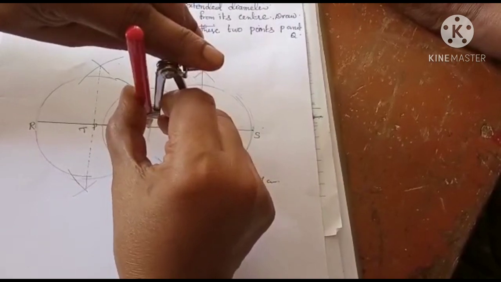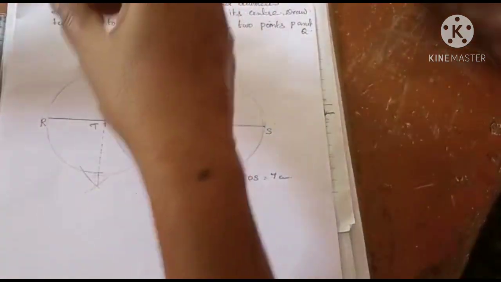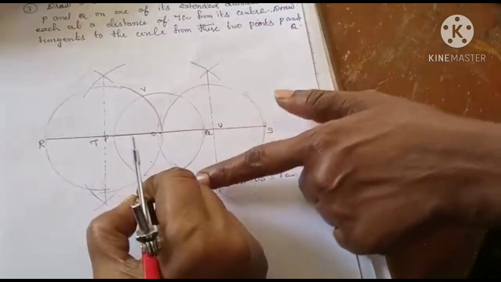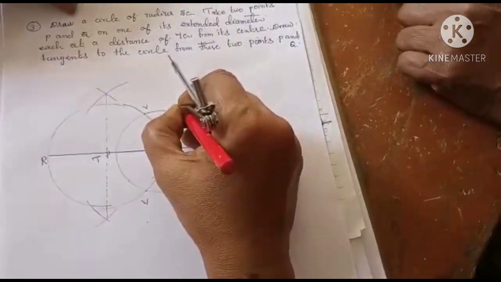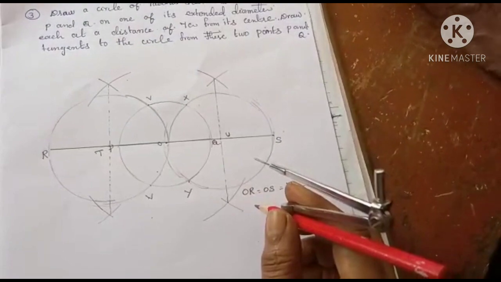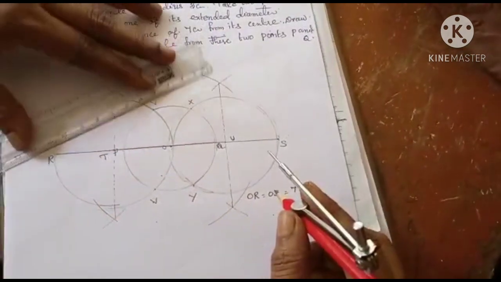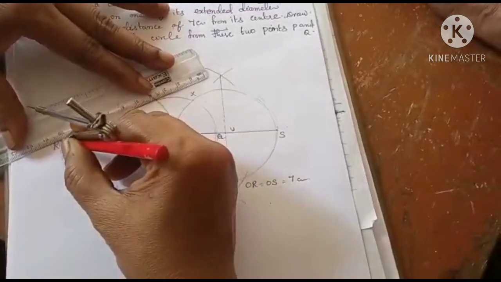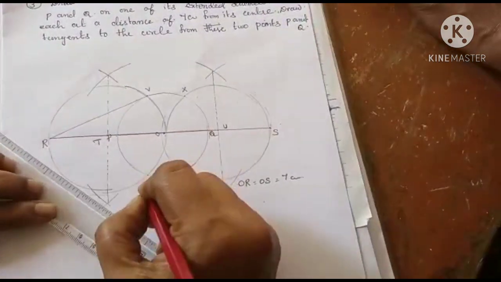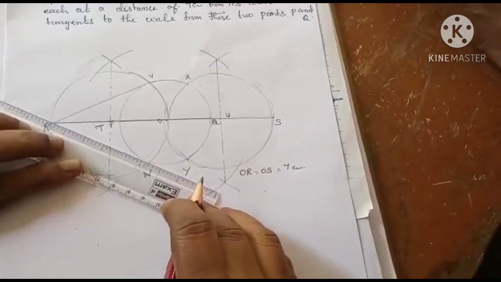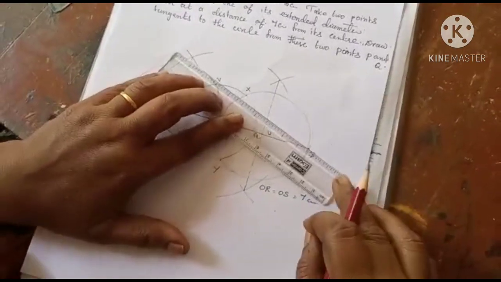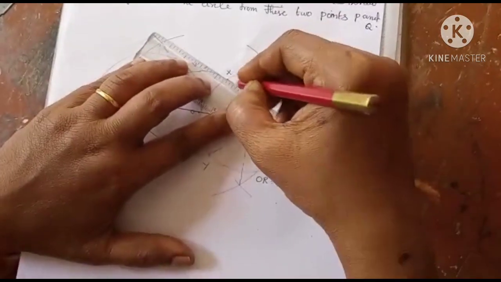Let these 2 circles intersect at the points V and W, and X and Y. Now you have to draw the circles. Then join RV, RW, and SX and SY.